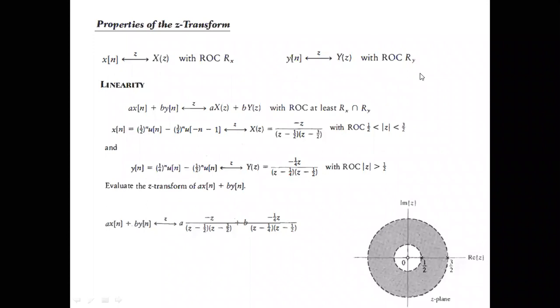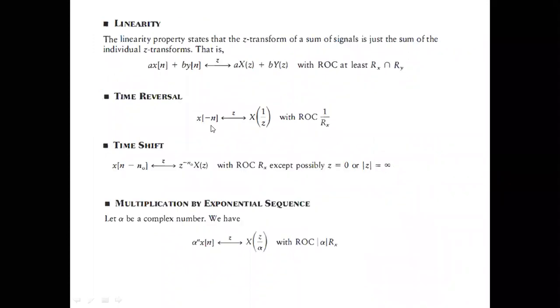Now what are the other properties? The second property is time reversal. What is meant by time reversal, by the way? Suppose you happen to know the z transform of x of n equal to alpha to the power n into u of n. Say for some reason you want the z transform of alpha to the power minus n into u of minus n. See, every n has been replaced by minus n. Then in the z transform, every z shall be replaced by 1 over z, and if the ROC was outside 2, then it should be inside 1 by 2. That's how it is going to be.